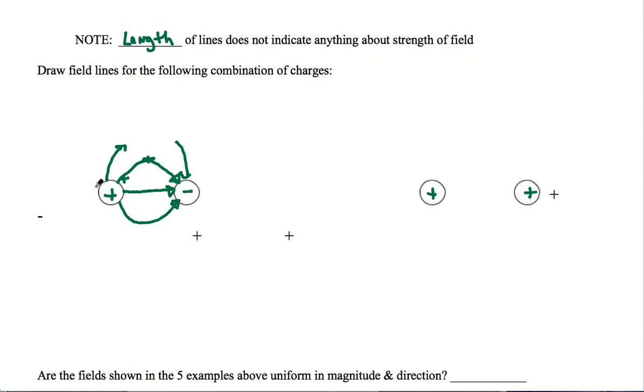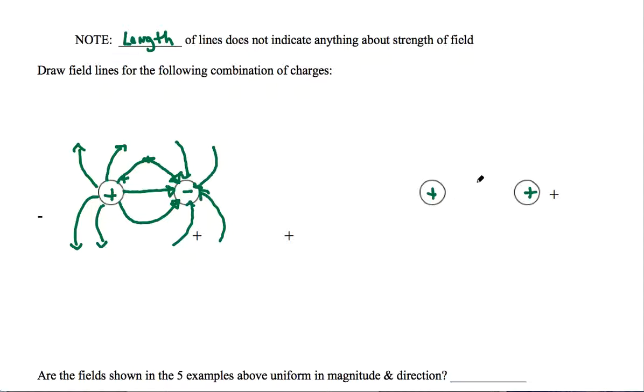What we'd end up seeing is that we see the field line leave the positive, come out and around, and come back in towards the negative. Now, generally speaking, we won't show the entire semicircle, okay, but we can certainly get an idea for what it looks like.